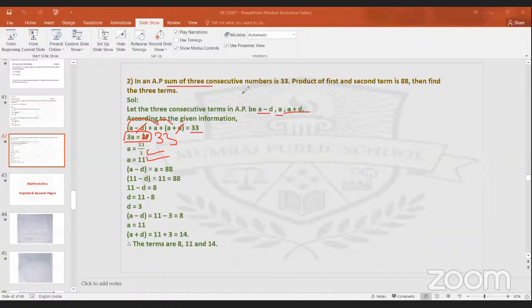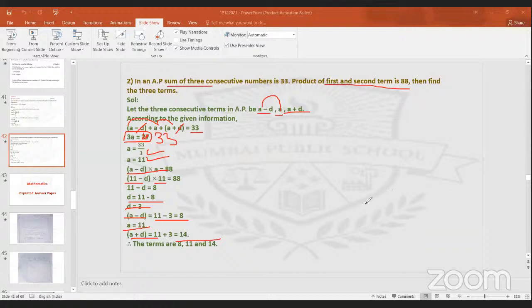Next condition: product of first and the second term. First is a minus d, second is a. So a minus d into a equals 88. In place of a, you substitute 11. So you get 11 minus d into 11 equals 88. So d equals 11 minus 8, so d equals 3. So a minus d is 11 minus 3, that is 8, then 11, and a plus d is 11 plus 3, that is 14.